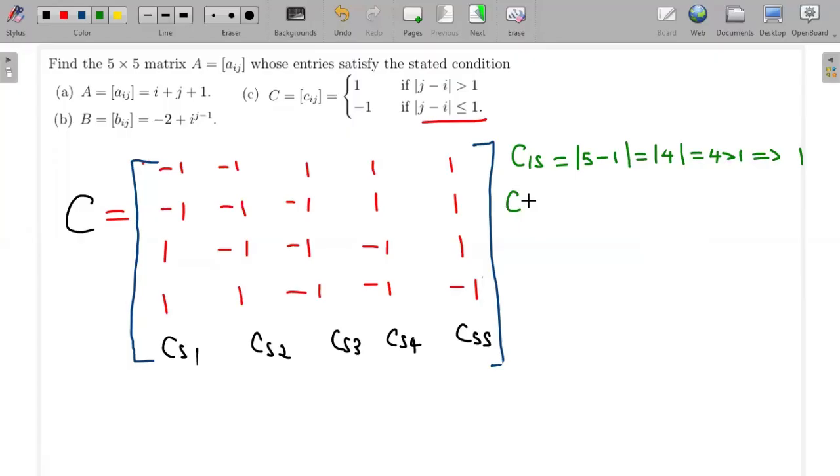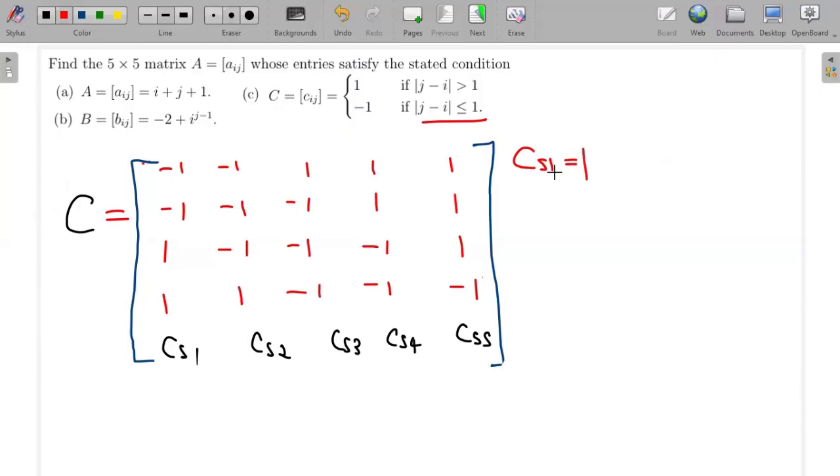So C52 is equals to 2 minus 5 to be the modulus of, so here I made a mistake. That should be 1 minus 5. Okay, so that is 5 minus 1. What am I doing now? Okay, so let me start this. So this is C51, right? Okay, this is C51.